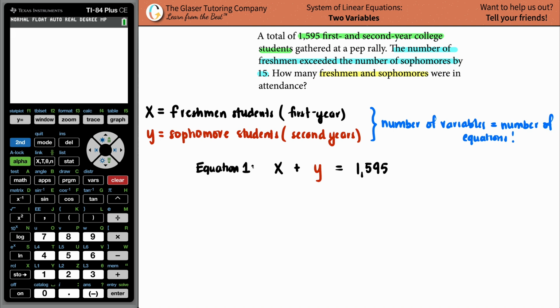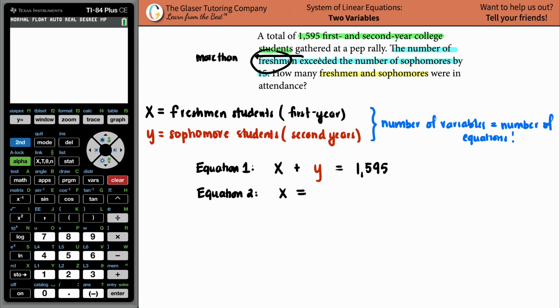So now, let's find out the second equation, equation number 2. Maybe let's read on to the second sentence. They said that the number of freshmen exceeded, so that means that it went over, the number of sophomore students by 15. So maybe we can make a relationship out of that, right? The number of freshmen, so maybe we'll say X, because that was a freshman, equals the number of sophomore students, and then what with 15? Would I add 15 or would I subtract 15? If the freshmen exceeded. Exceeded means that there was more than.